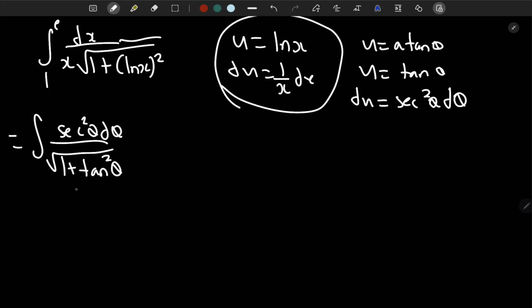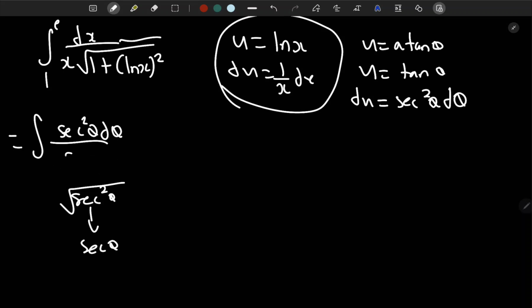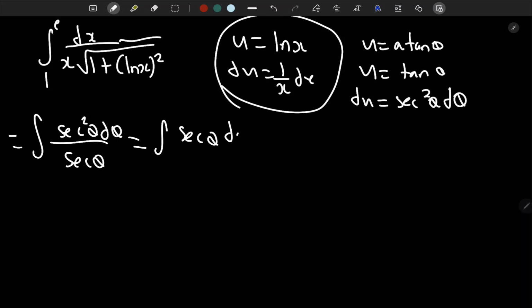So 1 plus tan squared is secant squared delta, and the radical of that is equal to secant delta. So I can replace this entire thing with secant delta, and now we can simplify this down, and we will be left with integration of secant delta d delta, and we know that the integration of secant delta is simply ln of secant delta plus the tan of delta.